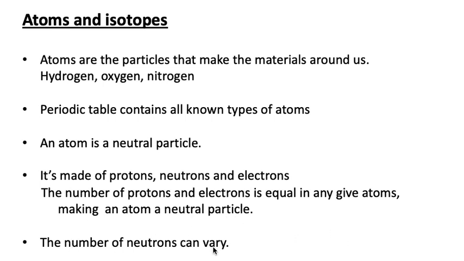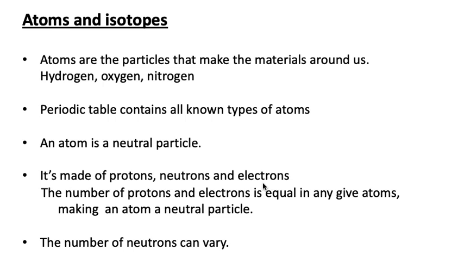Another thing that is important to remember for an atom is, in any atom, the number of protons and electrons is always equal, and it stays the same. For example, hydrogen will always have one proton and one electron. All hydrogen atoms will have one proton and one electron.